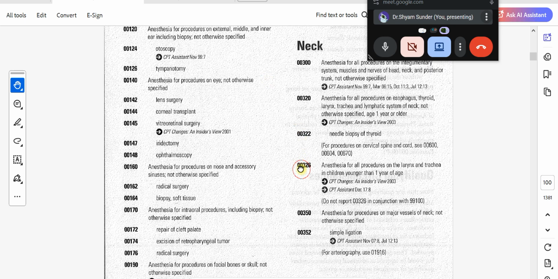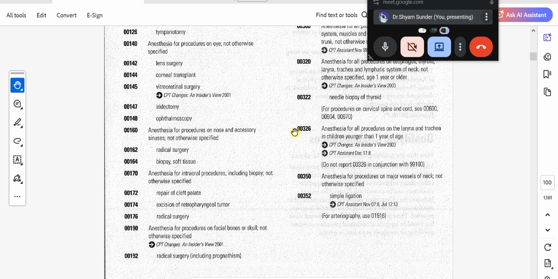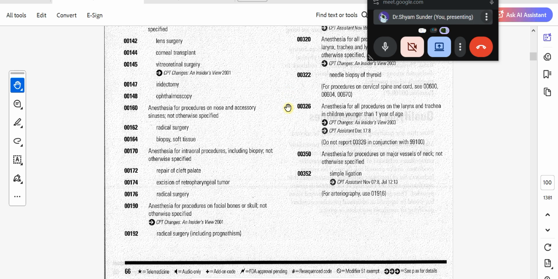Similarly, for example, tonsillectomy is done under anesthesia. So, what is your anesthesia code? Tonsils are in the mouth, right?